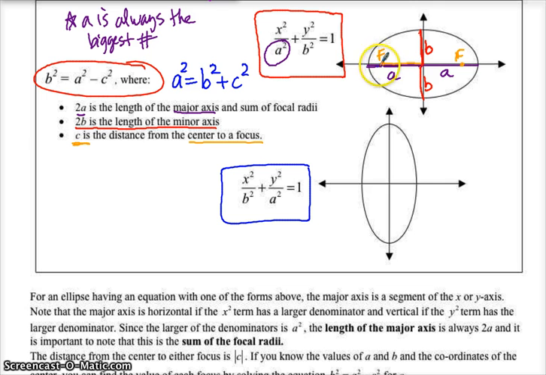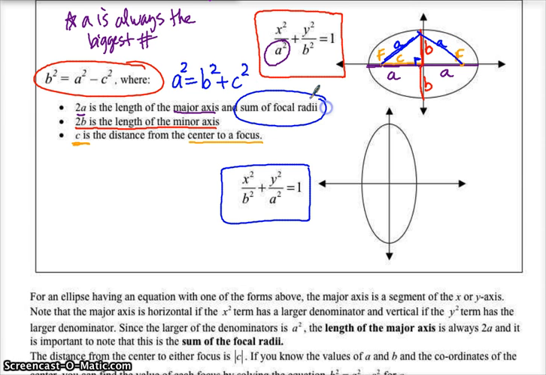So if we connected my b, which is this length in red, and my c, which is that length in orange, then this is also a length of a right there. Because here's my right angle, so this creates a right triangle. So this length right here is a. And if I do this length right here to this foci, that's also a.